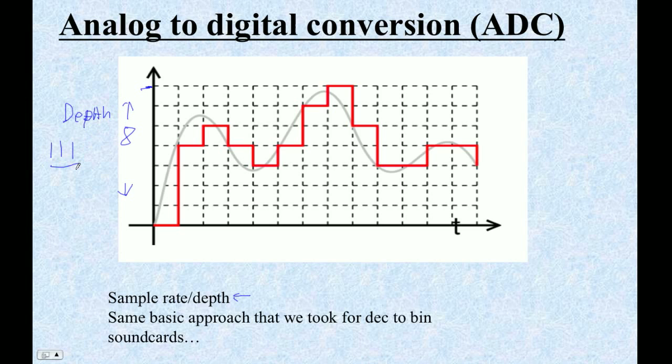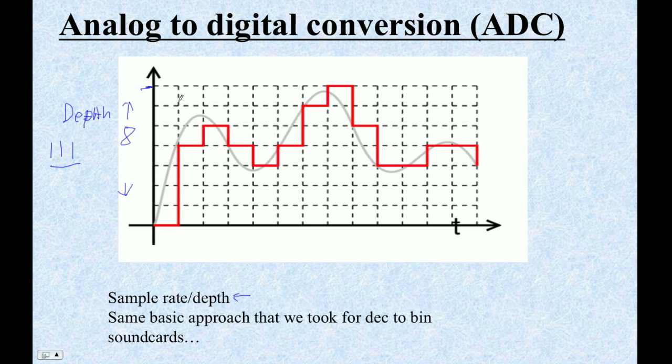Even crappy stuff is like 10 bits, and CDs are like 16 bits. Well, you can imagine with 16 bits, there's a whole lot more levels, right? So one of the reasons why this is so crappy is that we've got so few levels that we can represent this signal by, right?